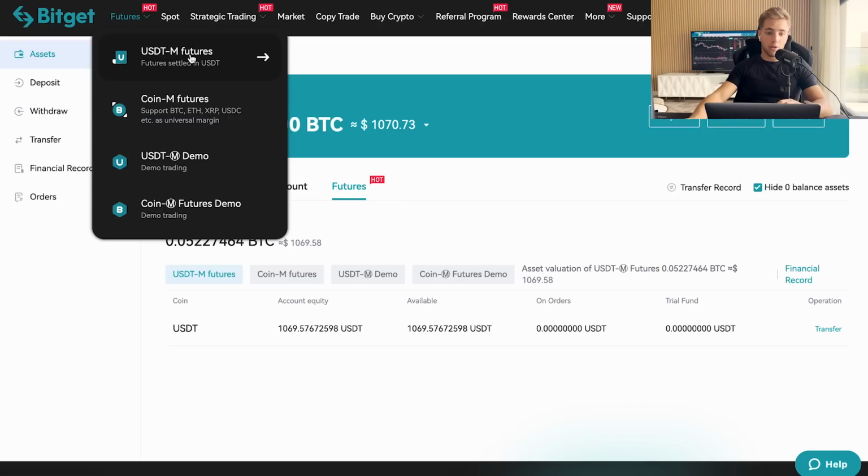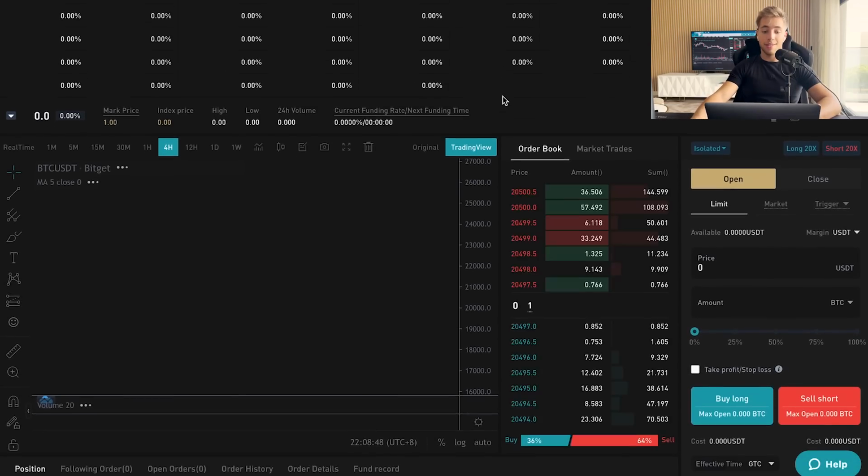When you click here in futures, you have four different options to use. This one is USDT-M. It's settled in USDT, so you trade in USDT and make your profits in USDT. Here's another one where you can make your profits in other cryptos. And here are demo versions, so if you want to try something, you can use these options. But we're going to click on this one, and as you can see, this is the main desktop.